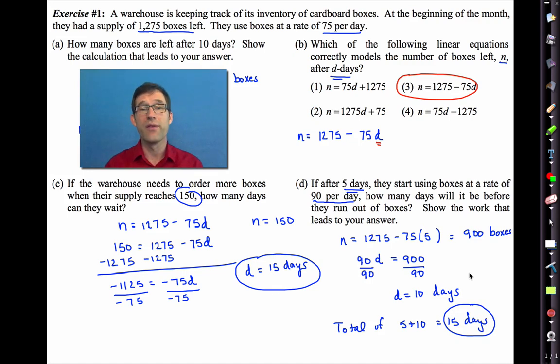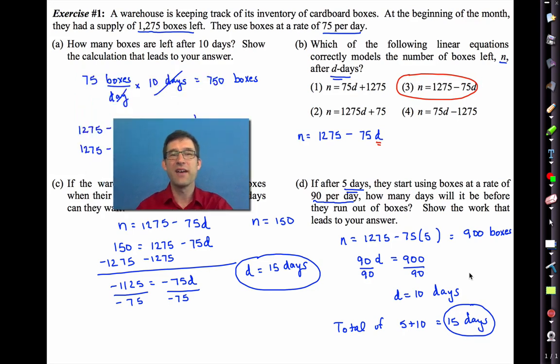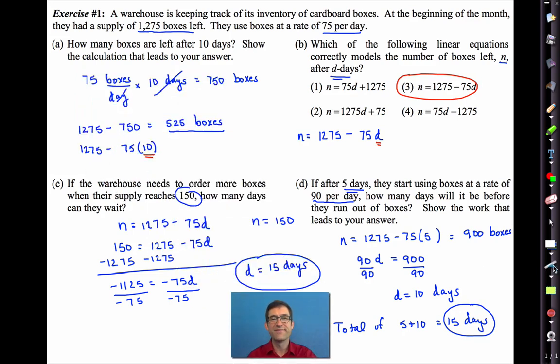Really what we're dealing with in D, and we'll talk about this later on in the course, is a piecewise linear function, right? It was linear with a slope of negative 75 for the first 5 days, and then it became linear with a slope of negative 90 for the remaining, I guess, 10 days, if you will. All right? So I'm going to clear out the text, write down what you need to. All right, here it goes.